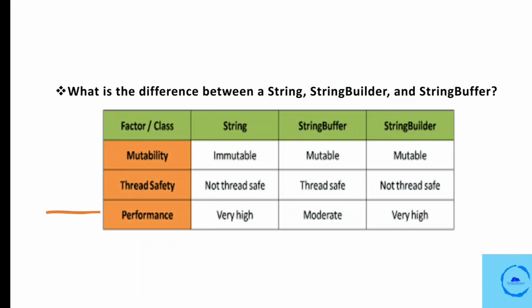Now let's talk about performance. Due to immutability, string operations can lead to the creation of many intermediate string objects, impacting performance. StringBuilder is more efficient than String for modifying strings in a single threaded environment. It doesn't create many intermediate objects. StringBuffer is less efficient than StringBuilder in a single threaded environment because of the synchronization overhead. It's suitable for multi-threaded scenarios where thread safety is necessary.